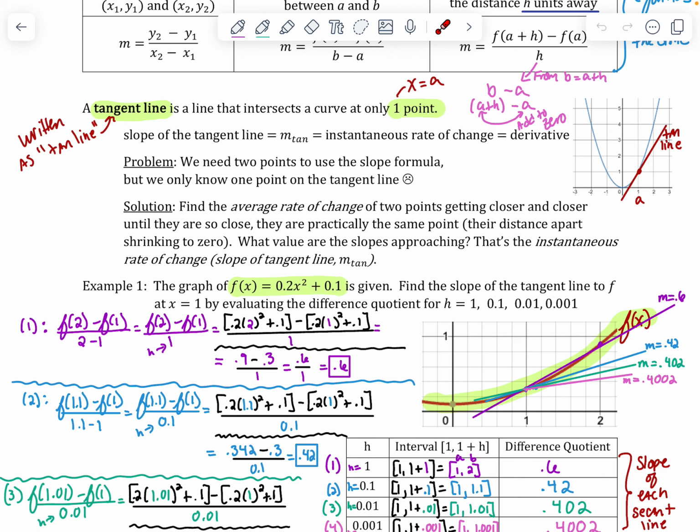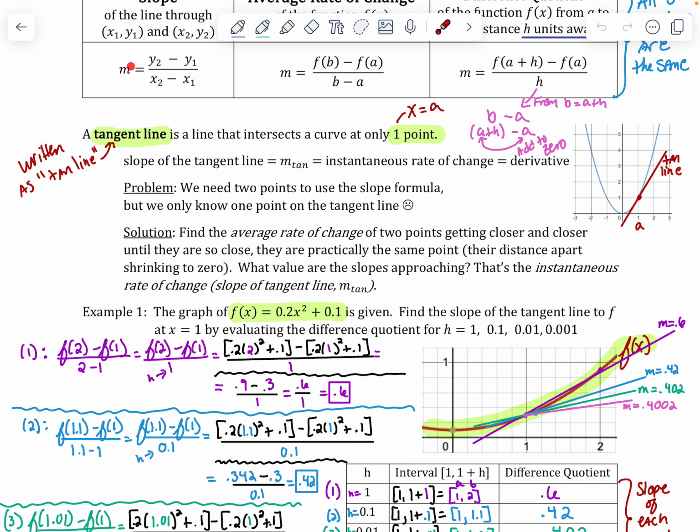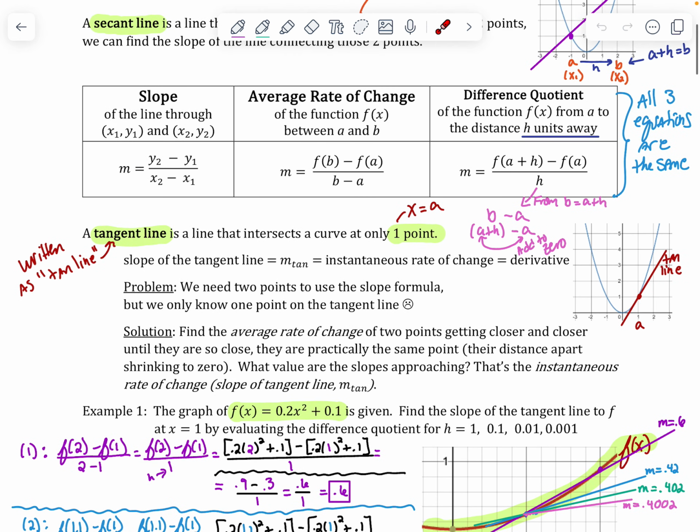So we want to talk about the slope of not a secant line, but the slope of a tangent line. Using the M notation for slope, we could use a subscript of tan, but here's the important piece. This specifically is the instantaneous rate of change, not the average rate of change, because it's not between 2 points. It's the difference between a point and essentially itself, and that's the underlying concept of a derivative.